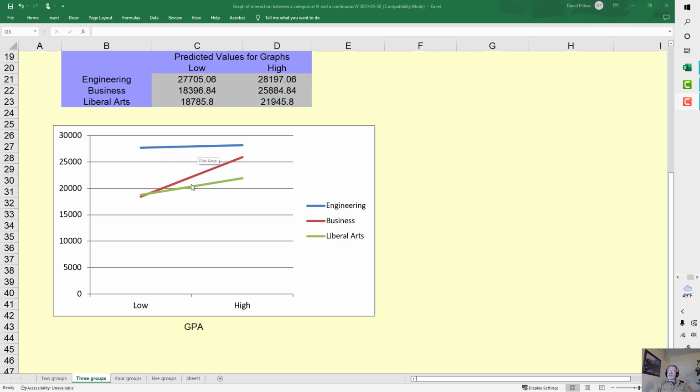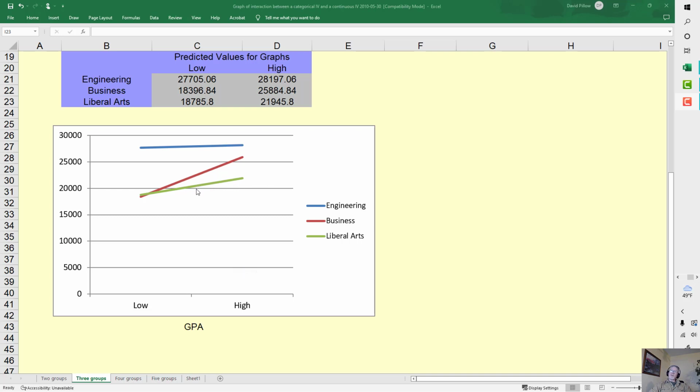But that said, what we see here is that liberal arts majors are being paid the least. Then business majors are being paid more, and then engineering majors being paid the most. We see in this that the slopes differ. It looks like there's hardly any slope. In other words, GPA doesn't matter hardly at all for the engineering majors, does matter for the business majors, and it looks like it probably matters a little bit for the liberal arts majors.